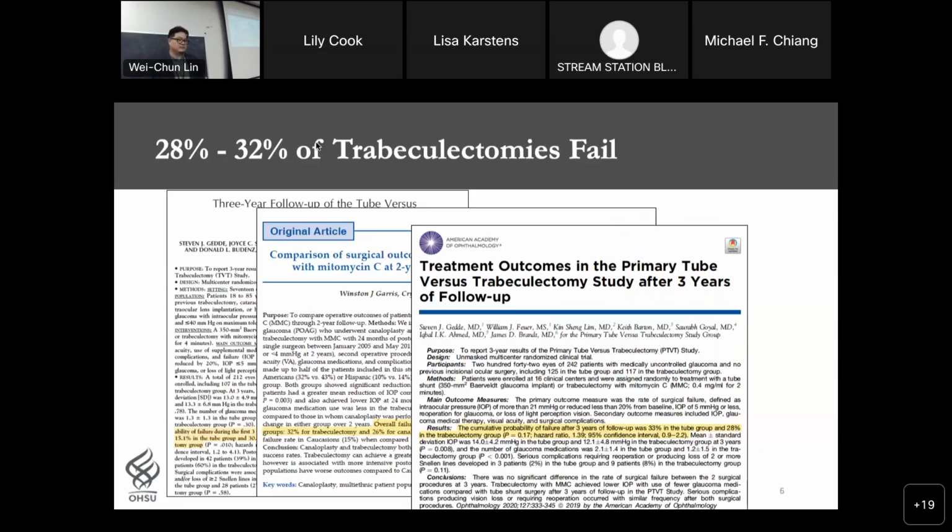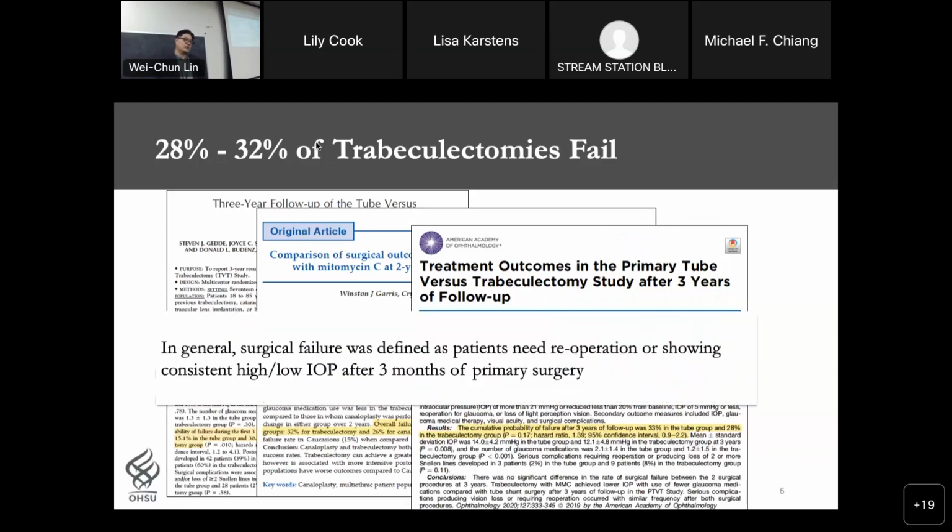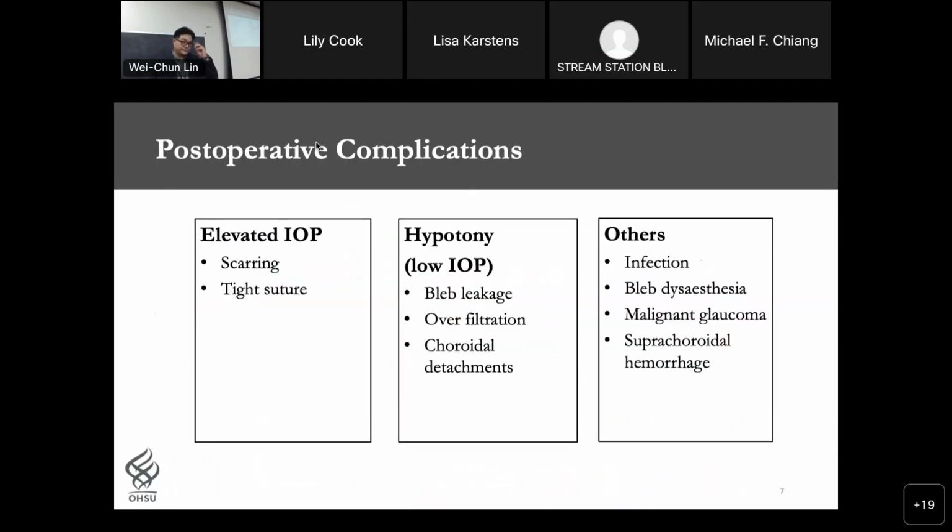There are some different definitions of surgical failure. In general, surgical failure is defined as a patient needing a reoperation or showing consistently high IOP or low IOP after 3 months of primary surgery. So those patients might need to take glaucoma medication continuously. Surgical failure is mainly correlated to postoperative complications, including high IOP or low IOP or other factors.